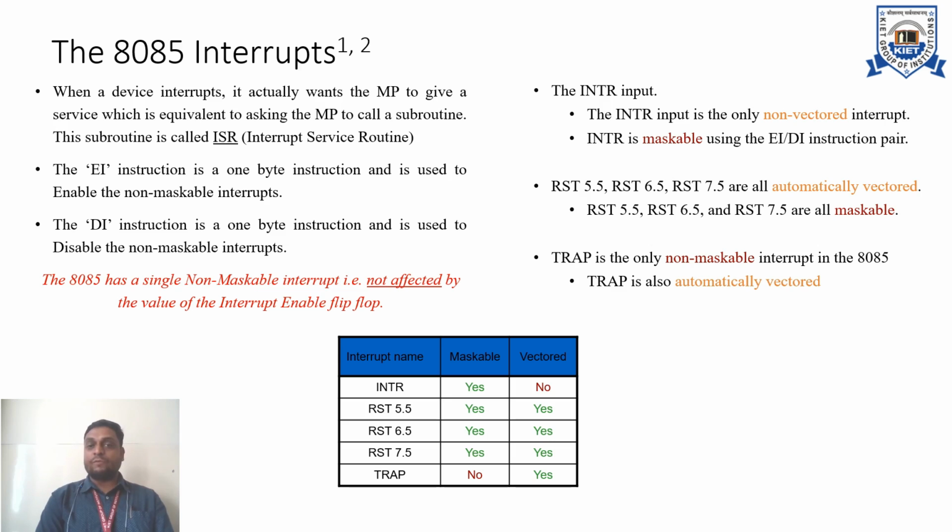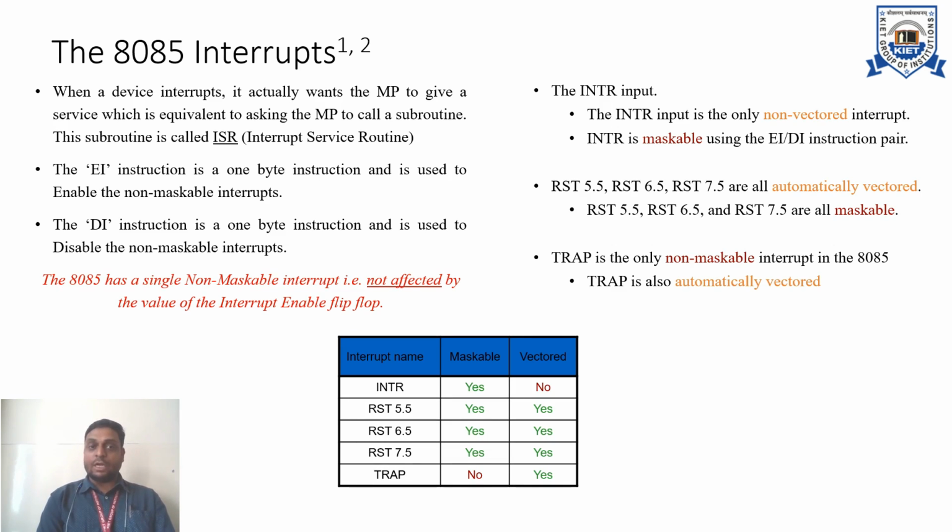All these four types of interrupts, RST 7.5, 6.5, 5.5 and INTR, are maskable. Only trap is non-maskable. Trap and RST interrupts are vectored interrupts, whereas INTR is a non-vectored interrupt. We'll discuss vectored and non-vectored interrupts later in the video. Now, we have discussed all types of interrupts.